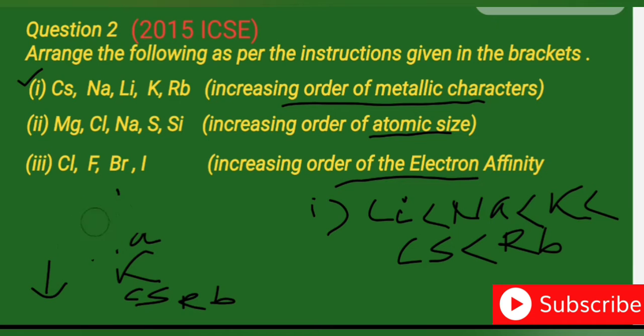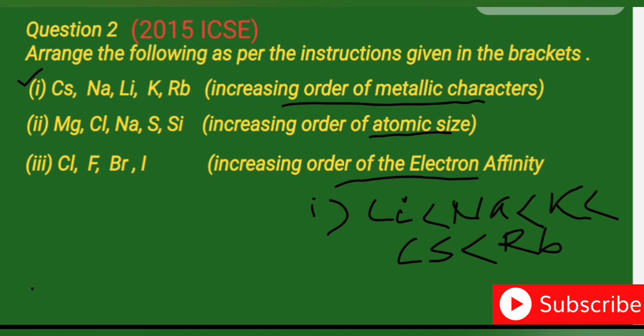Now, let's discuss bit 2. The bit 2 question is, as I have told you, you will first check whether the question is from a particular period or whether the question belongs to a particular group. Magnesium, chlorine, sodium, sulfur, silicon.